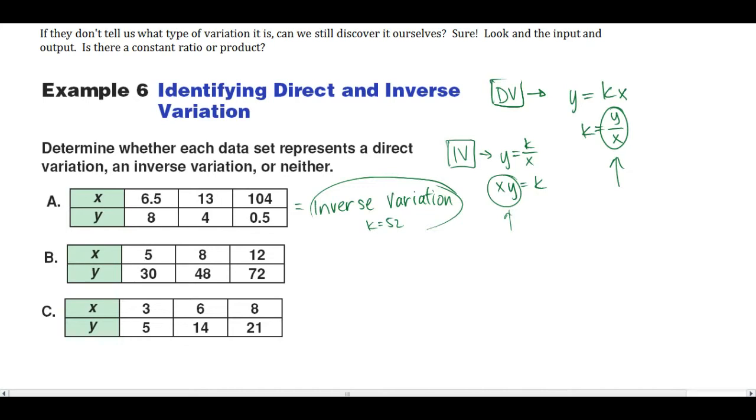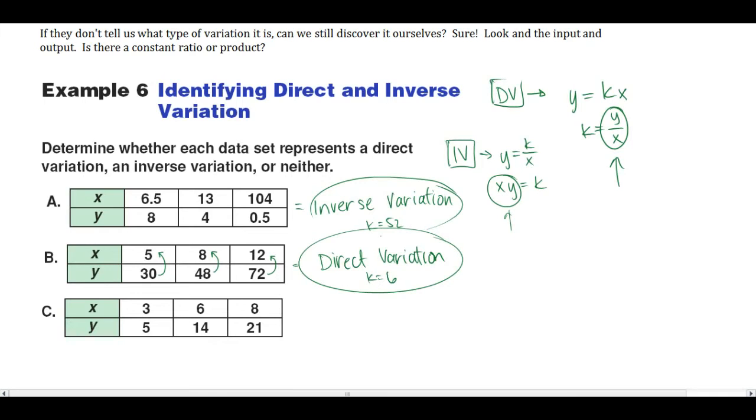Let's try B. I'm going to do the exact same thing I just did. In fact, looking at it, you might be pretty comfortable. First, we're going to divide, right? So 30 divided by 5 is 6. 48 divided by 8 is 6. 72 divided by 12 is 6. What? So I already know that that's a direct variation. And I am feeling pretty good about that because I'm finished. And it looks like k is 6. And I got my answer.